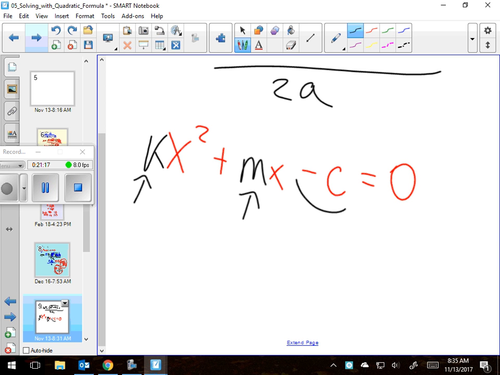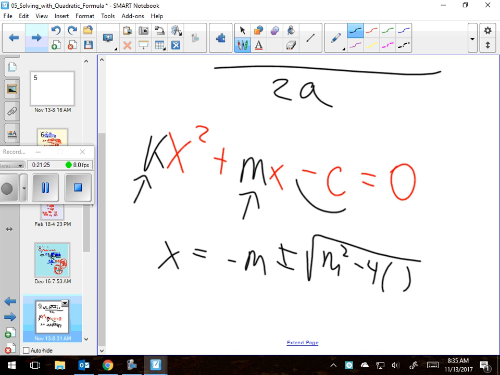You could have a problem like that, and it's just taking all the same concept and throwing a variable into it, which we do a lot in pre-calc, where we don't use numbers anymore for our constants. Our constants become variables, which really messes with people's heads. So this would be x equals negative m plus or minus the square root of m squared minus 4 times a times c. What's a? Okay. What's c? Negative c. All over 2a, which is 2k. And there would be your answer. You wouldn't be expected to know more than that. Just that you'd stick the variables in instead of the numbers. All right, your homework for tonight.